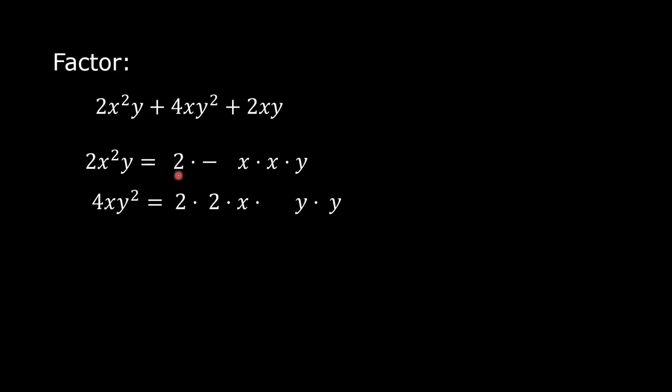Write 2 under 2 and then x under x, y under y. 2xy is equal to 2 times x times y. Write 2 under 2, x under x, y under y. These are the same. Write one of them down. So write 2.